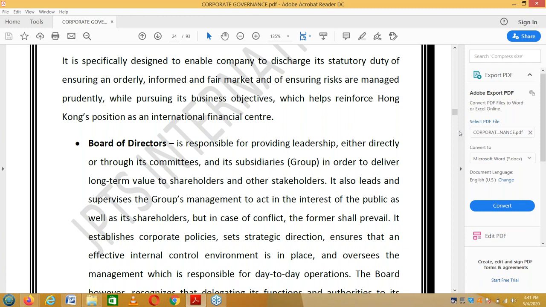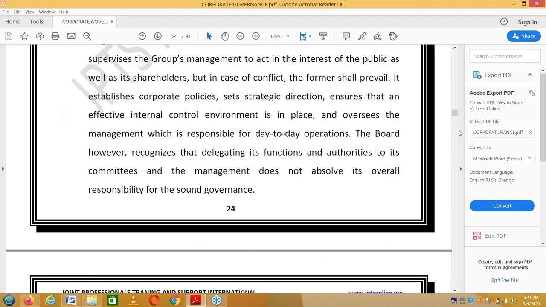That is, they are to work either directly or indirectly through committees and its subsidiaries. That's this group, the group of committee. They are also there to supervise the group management to act in the interest of the public as well as the shareholders. Now, it establishes corporate policies, that's the board of directors, sets strategic directions, ensures that an effective internal control environment is in place, and oversees the management, which is responsible for day-to-day operations.